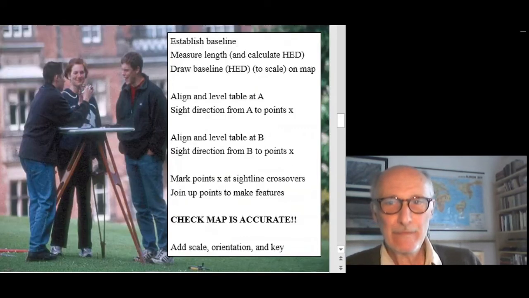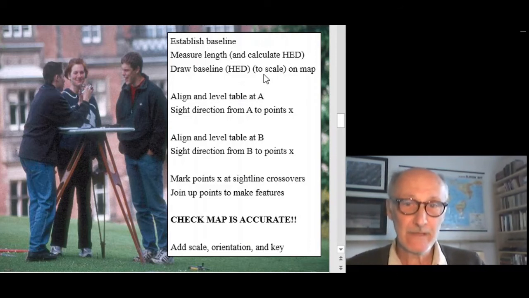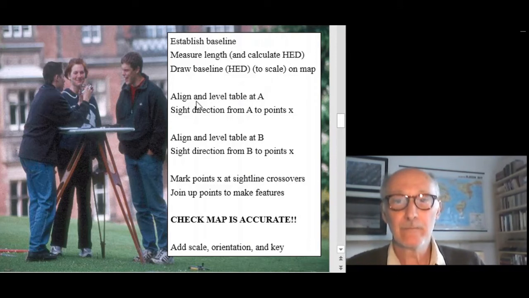So I'll run through this step by step in a second, but just to give you a slide that you can come back to and look at if you get confused and want to see where we are in the process. These are the steps that we'll be going through. So we establish the baseline, measure its length, calculate the HED if necessary, and draw that baseline to scale on the map. Then, just as we did in the example where you were measuring the TV in your room, you're going to look from point A along the baseline and out to the point or points of interest that you want to map. Then you're going to go to point B and do the same thing again.